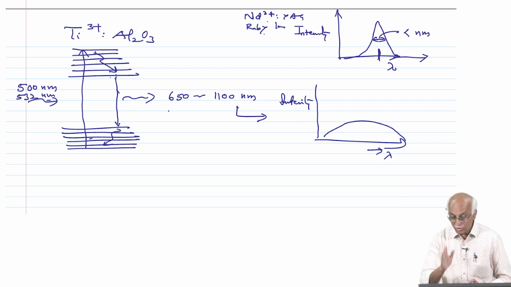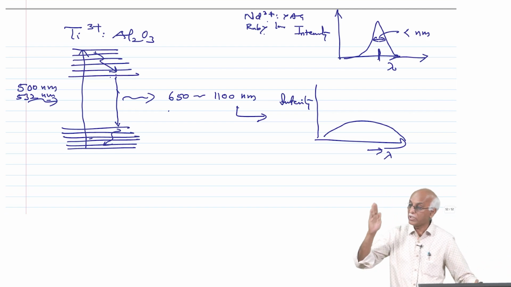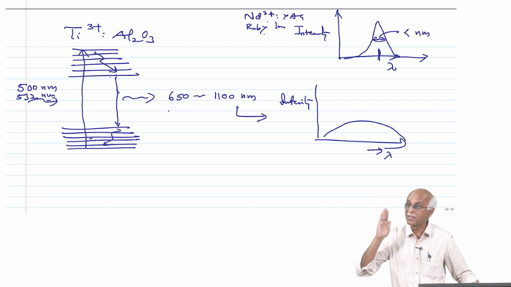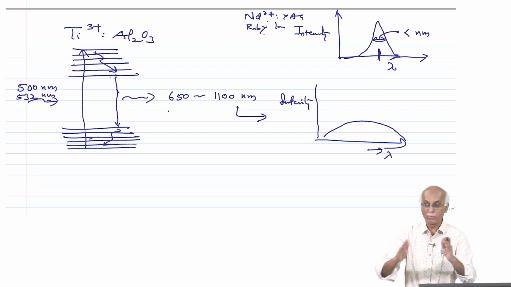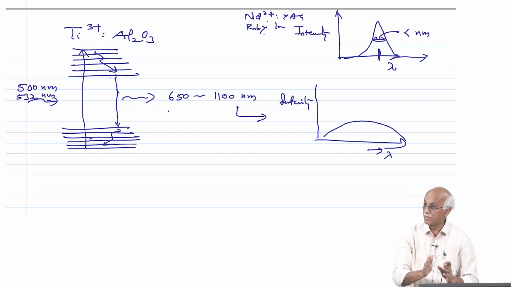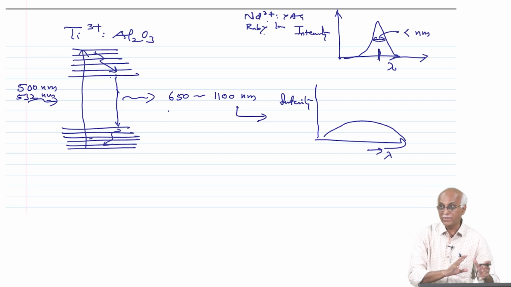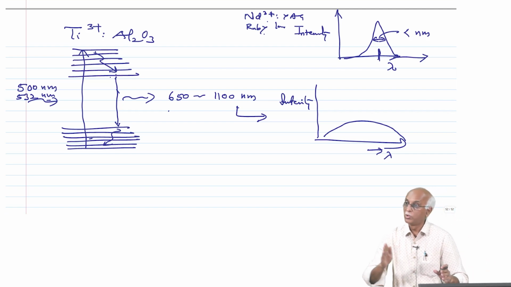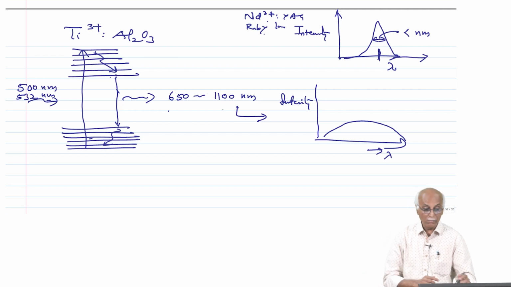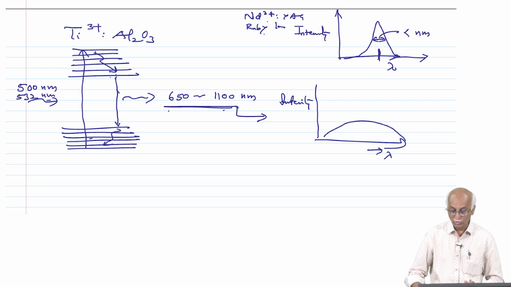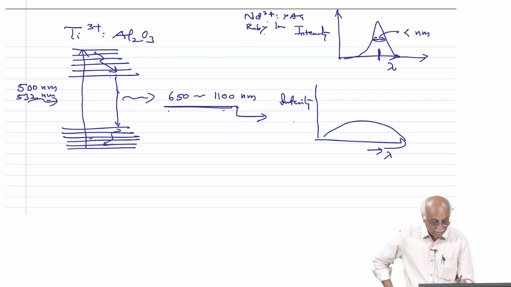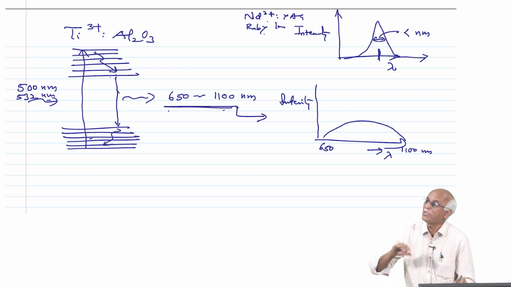So, I can tune this laser to oscillate at a wavelength of 800 nanometer, and it will be a narrow band 800 nanometer laser output from the titanium sapphire laser. And if I change some conditions, then the wavelength will get tuned to some other output wavelength within the gain bandwidth from 650 to 1100 nanometer. Of course, as you go to the two extremes, 650 and 1100 nanometer, the gain may be very small.